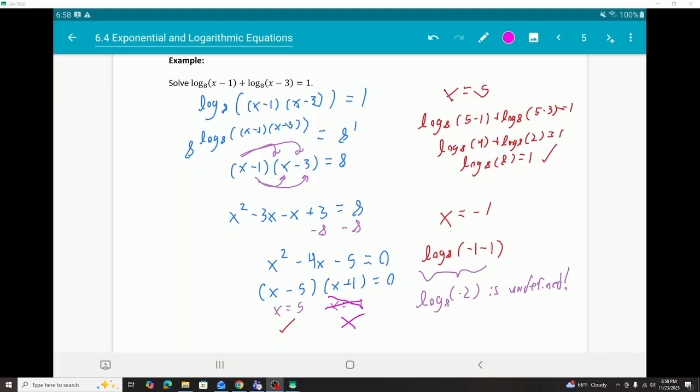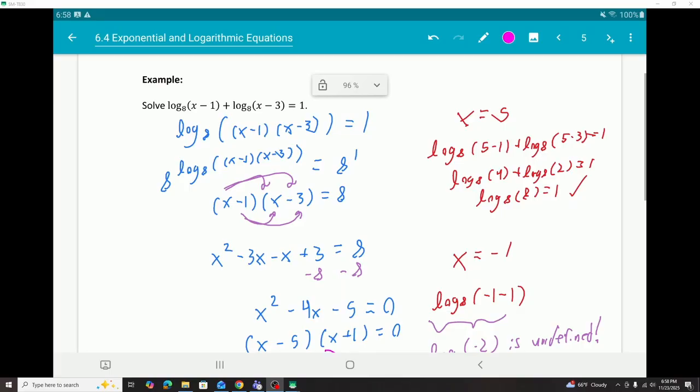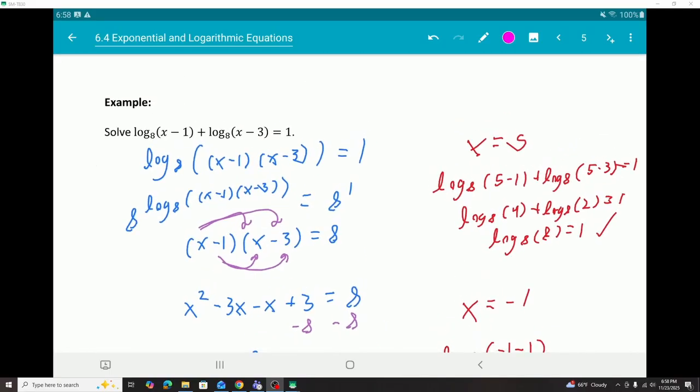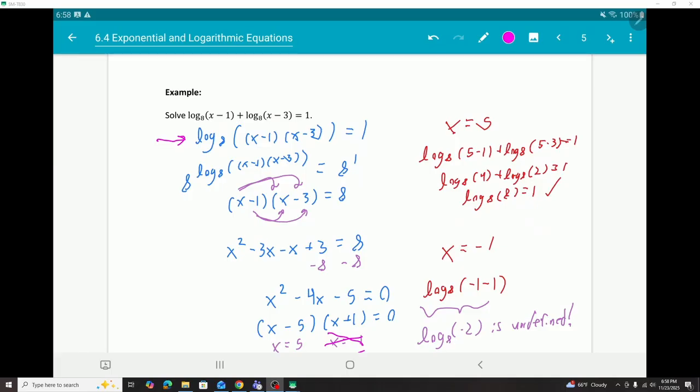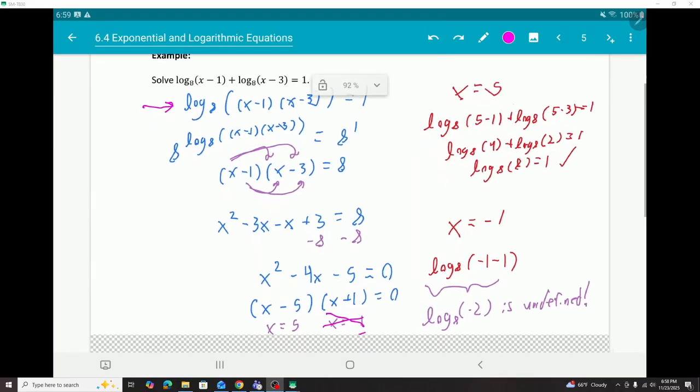It gives me log of a negative. Why did that happen? It happened in this combining step right here. If I plug minus 1 into this step that the pink arrow is pointing at, I get two negatives inside of the log, but they multiply to be a positive. That would be okay. Problem is, this came from two separate logs added together. So it kind of breaks apart. It doesn't plug back in like it used to.